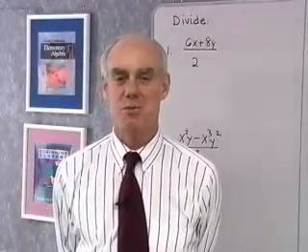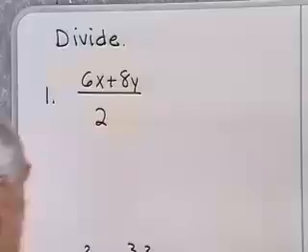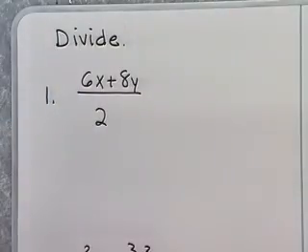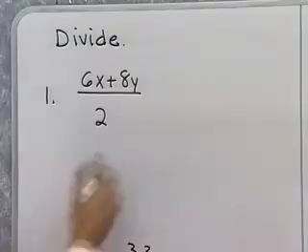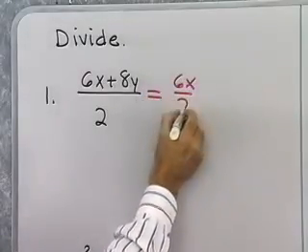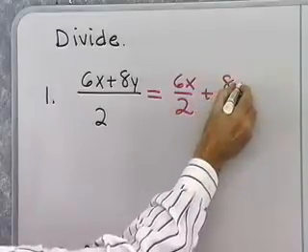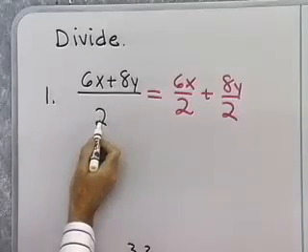Next up is division with polynomials, and we're going to start with division by a monomial. So I've written over here 6x plus 8y, that quantity or that binomial, divided by 2. We use something similar to the distributive property. It's 6x divided by 2 plus 8y divided by 2. Each of the terms in the numerator is divided by this denominator.